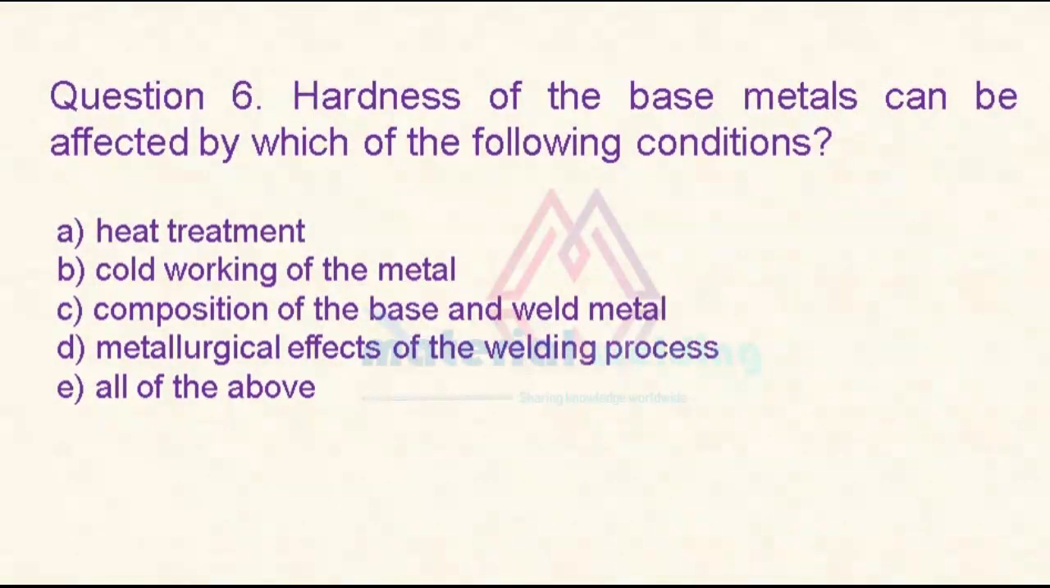Question 6. Hardness of the base metals can be affected by which of the following conditions? A. Heat treatment. B. Cold working of the metal. C. Composition of the base and weld metal. D. Metallurgical effects of the welding process. E. All of the above.